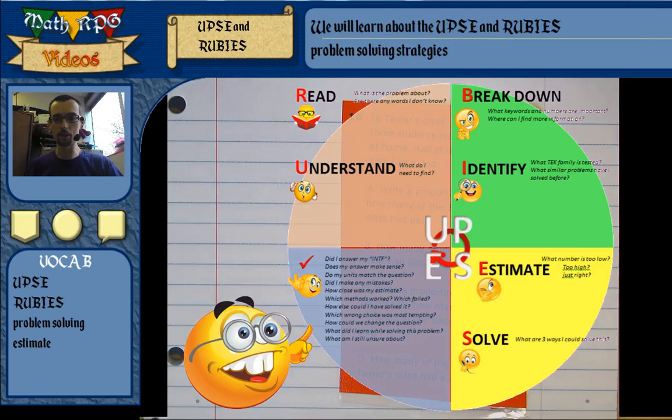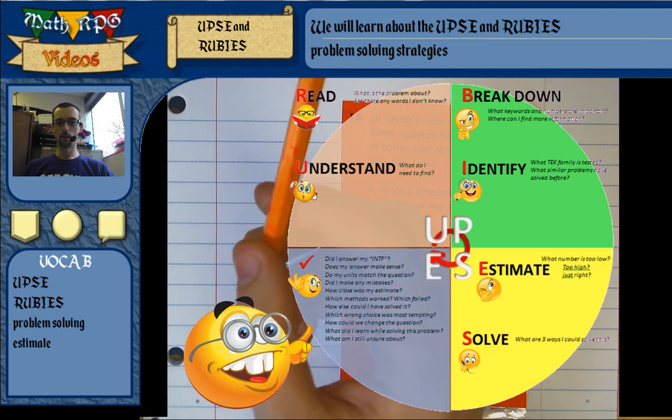Hey guys, in this video I want to talk about the problem-solving strategies we use in school. Specifically, we're talking about UPSE and about RUBIES. So as you can see in this picture here, I've got four different stages of solving a problem.